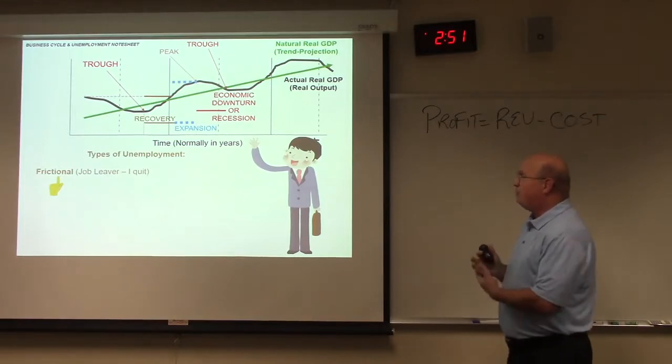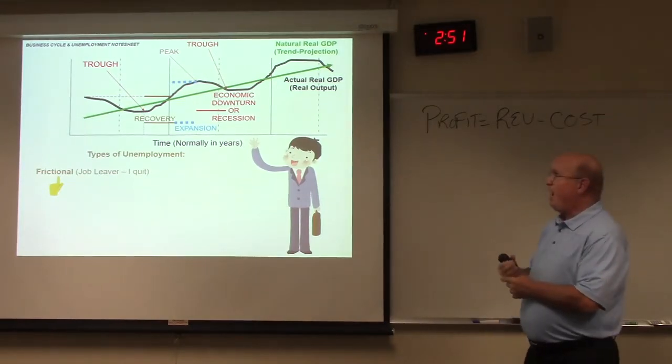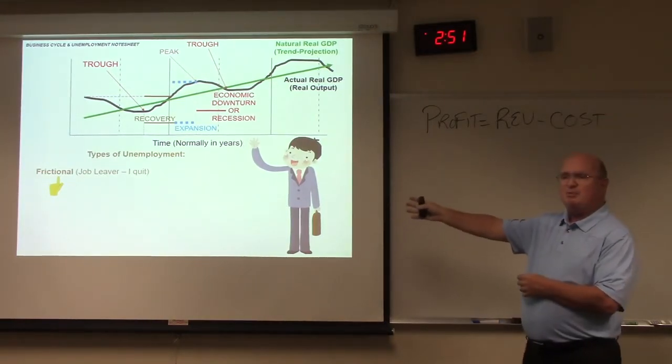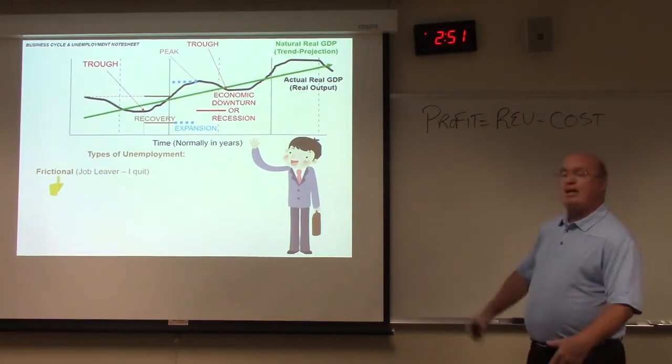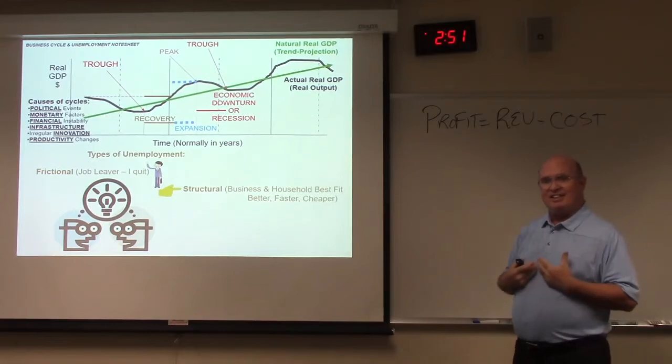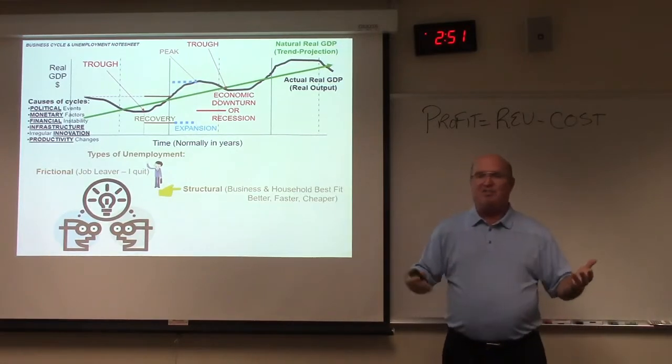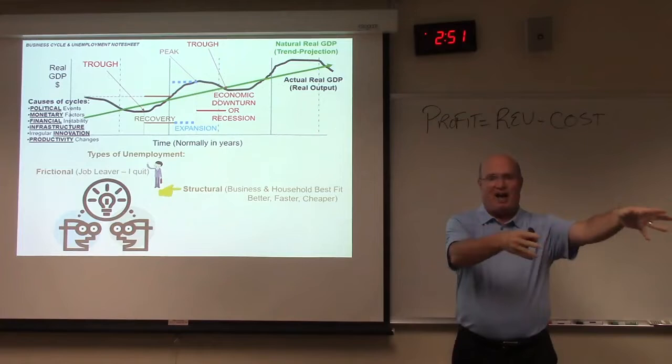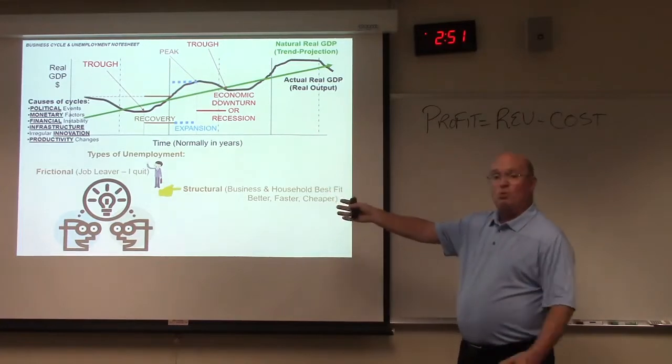The first one is called frictional. And this is why we will never have 100% employment. Why? Because it's up to us. We quit. You ever get to a job and say, you know what, I've had it. I quit, I'm done, I walk out. That's frictional unemployment. We do it.